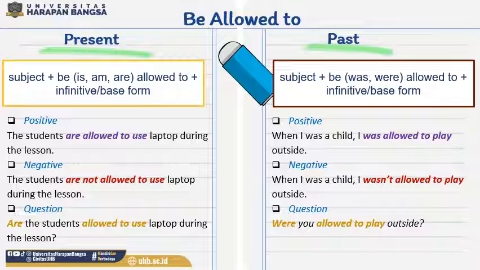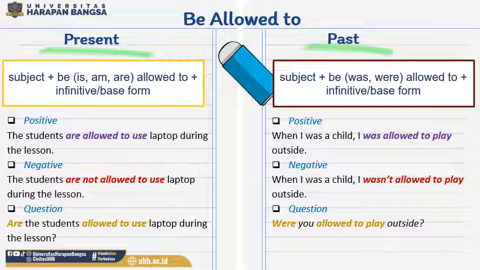Next, negative sentence. Kita tinggal tambahkan not setelah to be-nya. Maka kalimatnya menjadi the students are not allowed to use laptop during the lesson. Untuk question, kita pindahkan be di depan. Lalu diikuti subjek baru allowed to. Are the students allowed to use laptop during the lesson?